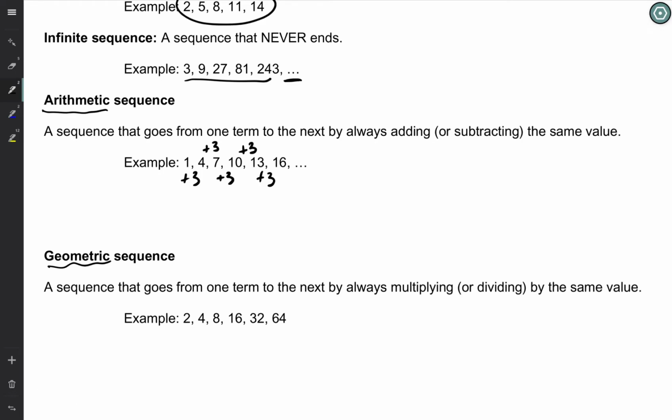And because this is an arithmetic sequence, this pattern is always going to hold. My pattern started with adding 3, so it's always going to be adding 3. So my next term will be 19. And then after that will be 22 and 25, and so on and so forth. It gets very exciting.